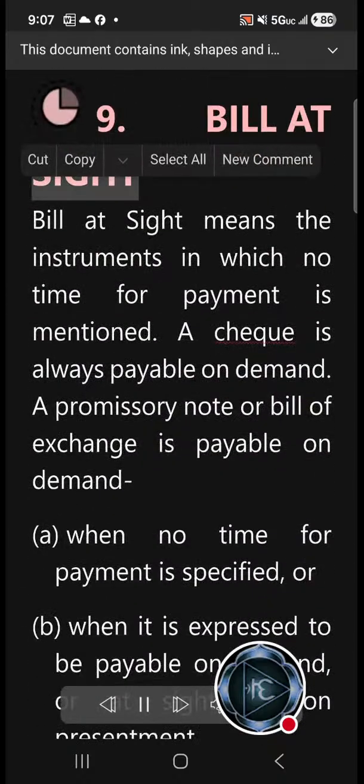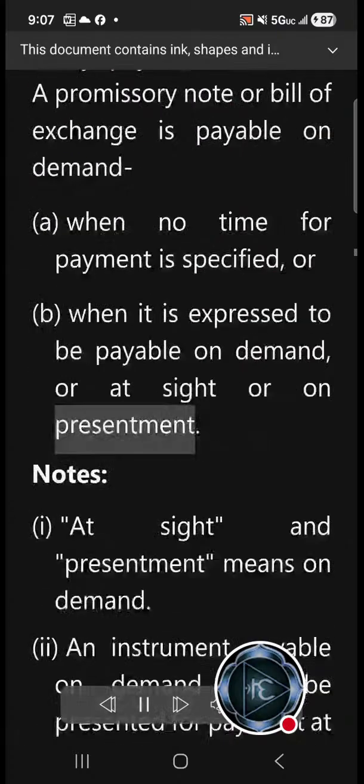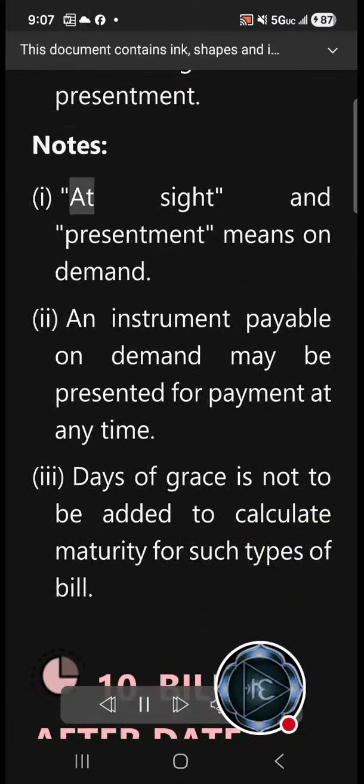9. Bill at sight. Bill at sight means the instruments in which no time for payment is mentioned. A check is always payable on demand. A promissory note or bill of exchange is payable on demand when no time for payment is specified, or when it is expressed to be payable on demand, or at sight or on presentment. Note: at sight and on presentment mean on demand. An instrument payable on demand may be presented for payment at any time. Days of grace are not to be added to calculate maturity for such types of bill.